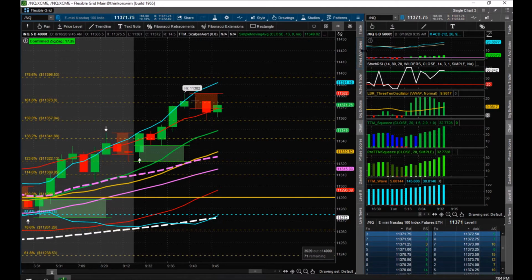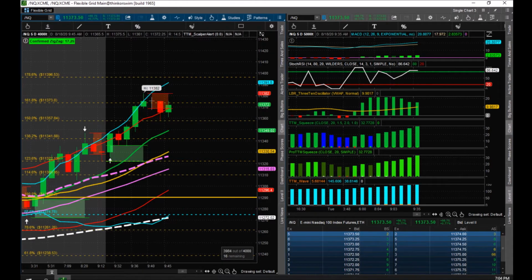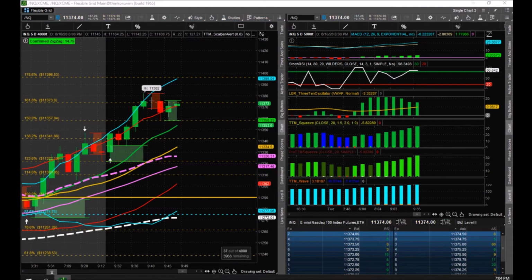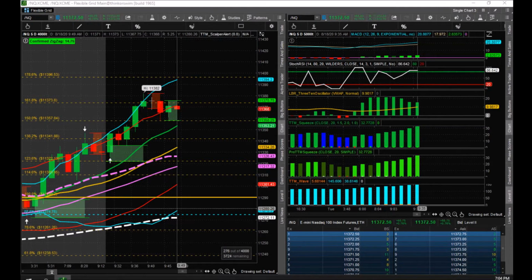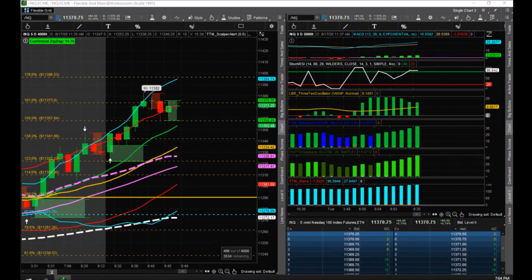On the right side, I have the level 2. On the bottom I have the momentum indicator. Then I have the TTM from John Carter also. Pro TT squeeze also by John Carter. TTM squeeze also by John Carter. I use LBRs also on Thinkorswim. The RSI, and then we have the MACD. So that's basically what I have on here.